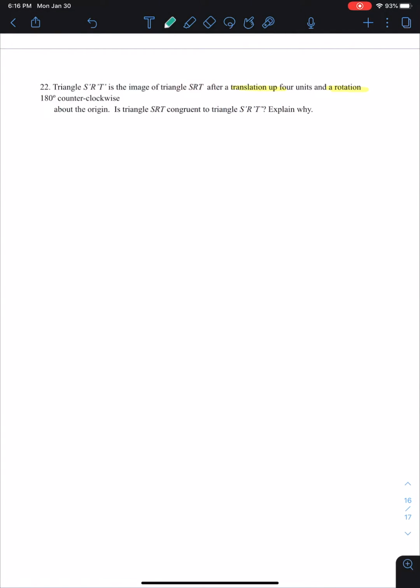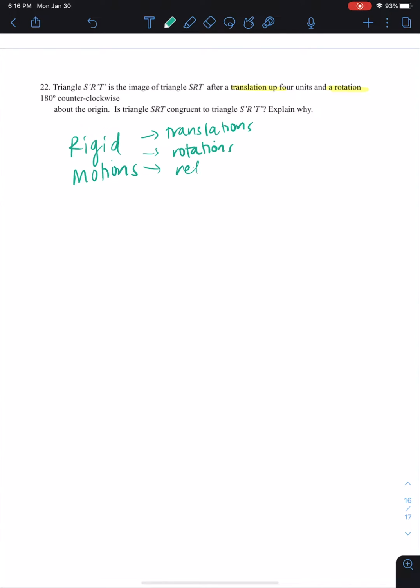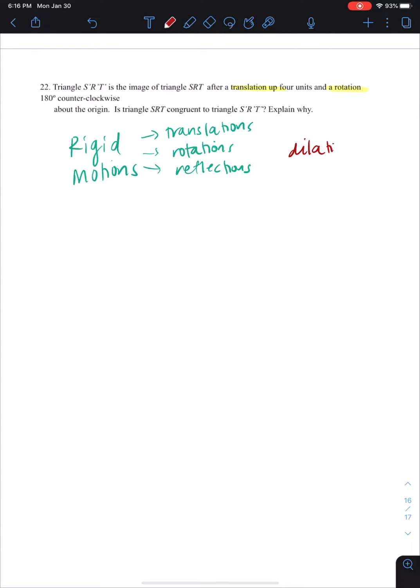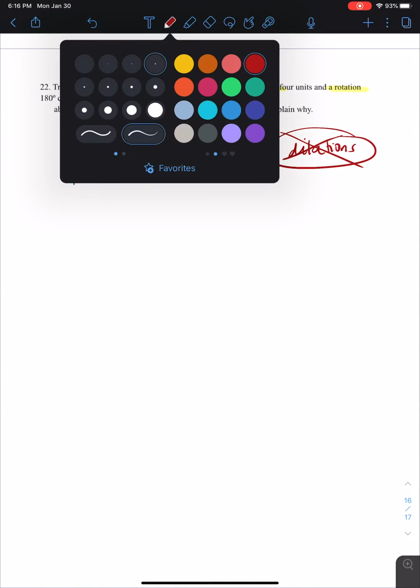to the image, we want to think about this idea of rigid motions. And we know that there are 3 different transformations that are rigid motions. Translations, rotations, and reflections. The only transformation that is not a rigid motion are dilations, because dilations change the size of the shape. So in a rigid motion, the pre-image and image are congruent because they're the same shape and size.